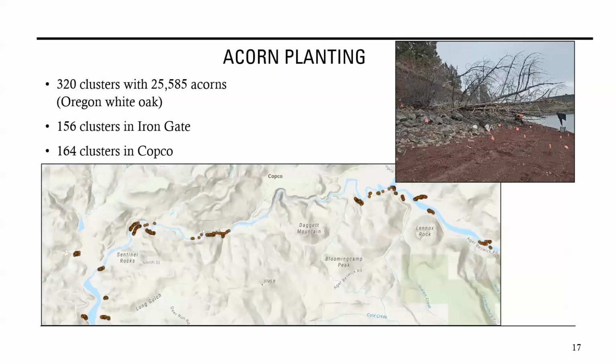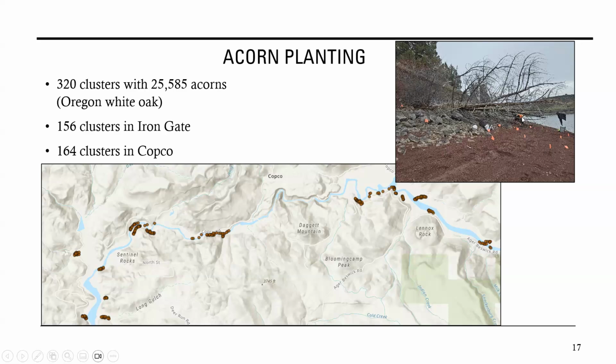And so the acorn planting: they planted 320 clusters with 25,585 acorns. These acorns were Oregon white oaks. There were 156 clusters in the Iron Gate Reservoir, and 164 clusters in Kopko. These little brown dots are all the little clusters that were planted in these two reservoirs.